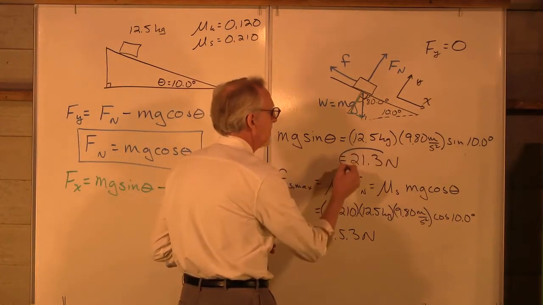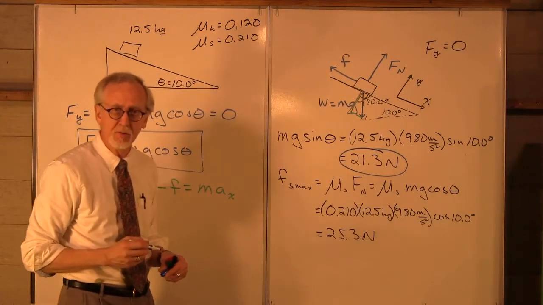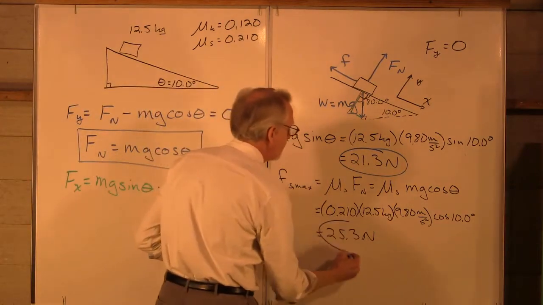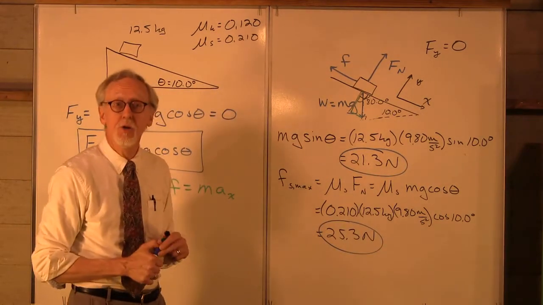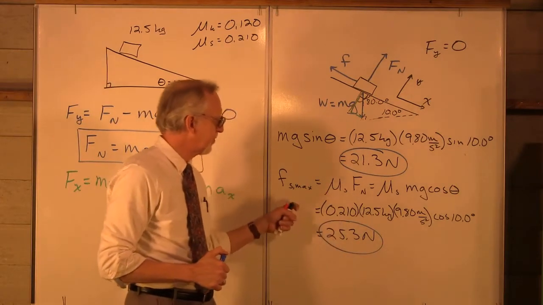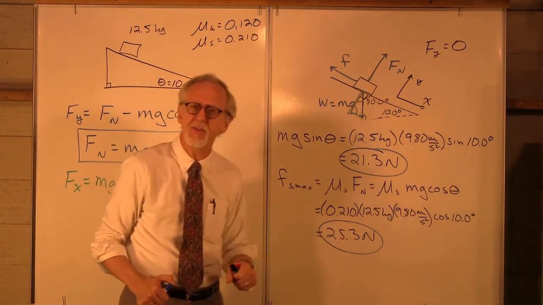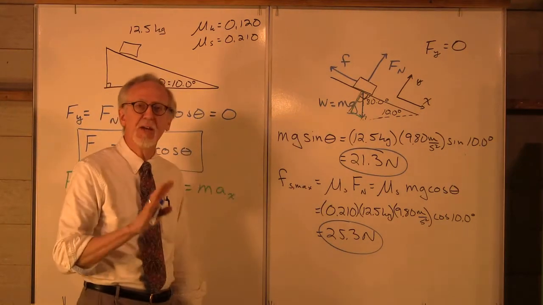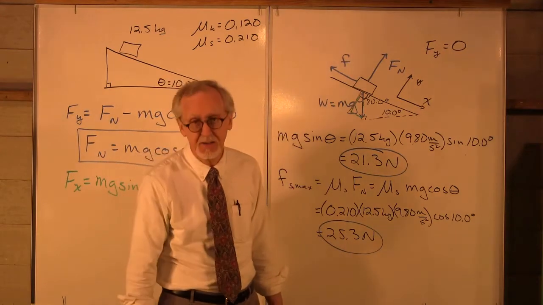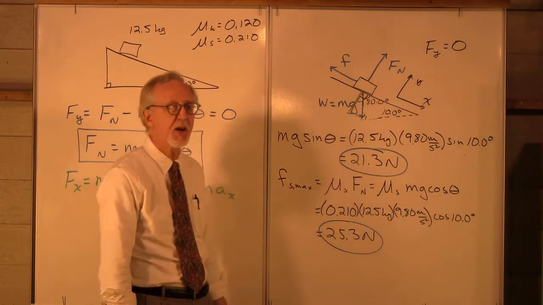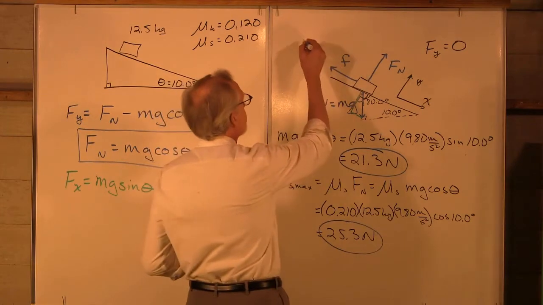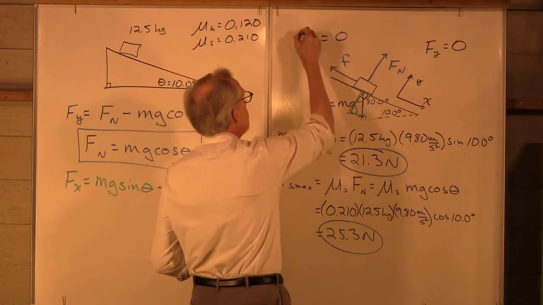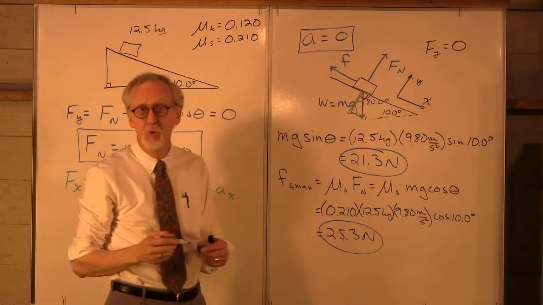The force down the incline is 21.3 newtons. Fs max, the maximum value of the frictional force, is 25.3 newtons. Notice the maximum frictional force is larger than the force down the incline. The friction is strong enough to keep the object stationary. It does not slide. It remains stationary. And so our final answer is then the acceleration is what? 0. The block does not move.